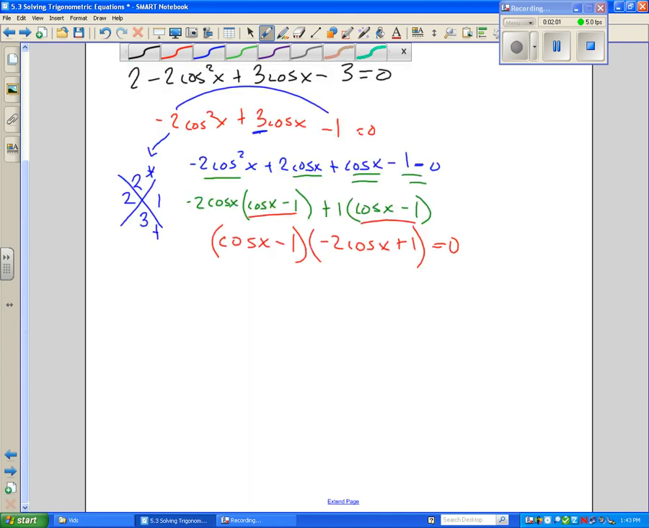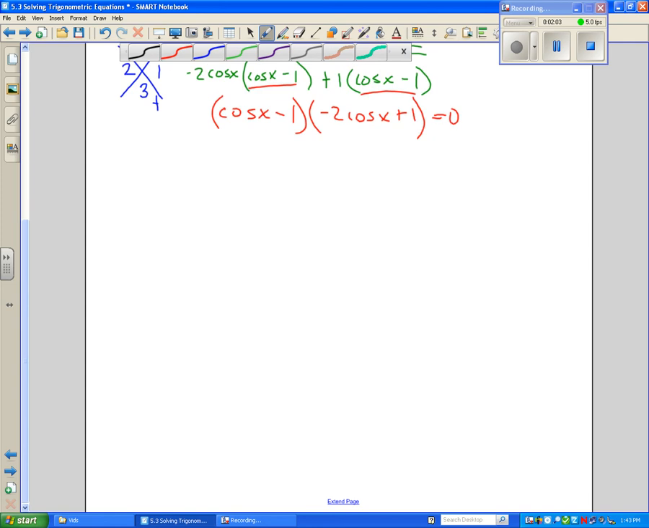And once we get factors, then we can set each of the factors equal to 0 and solve each one. So cosine x minus 1. In fact, I'll go ahead and solve this one. Cosine x equals 1. You're looking on the unit circle where cosine is equal to 1. Well, it is here and nowhere else, because cosine is the x value on the unit circle. So this is just 0 or 2n pi for general solutions.